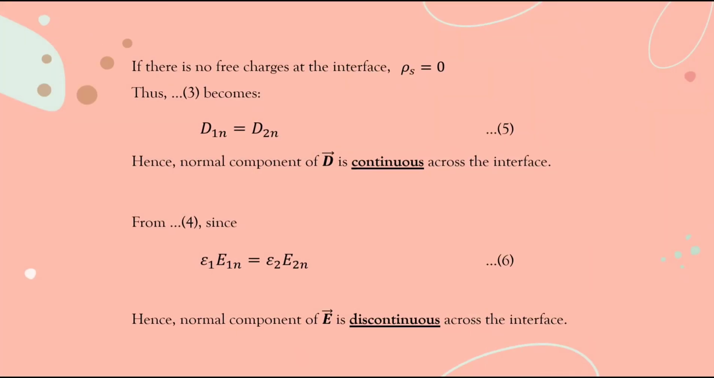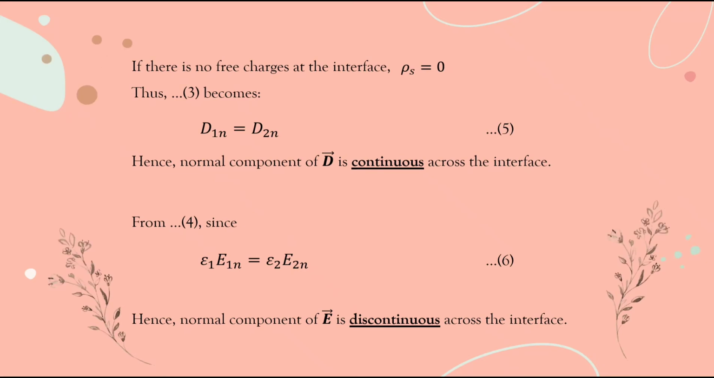Note that if there is no free charge at the interface, that is rho s equal to 0, then equation 3 becomes D1n equal to D2n. Hence, the normal component of D is continuous across the interface. From equation 4, since D equal to epsilon E, we have epsilon 1 E1n equal to epsilon 2 E2n. Hence, the normal component of E is discontinuous across the interface.